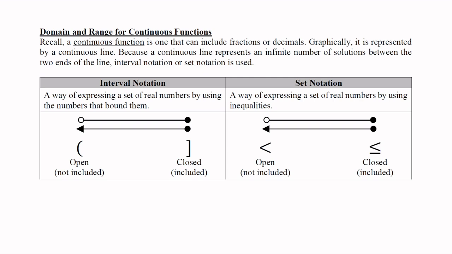Now, I did say greater than or less than, greater than or equal to, or less than or equal to. When you use set notation, you're going to be going from most negative to most positive. So the less than and less than or equal to signs are the ones that are really going to get used when you write set notation. And we'll go over some examples of this.